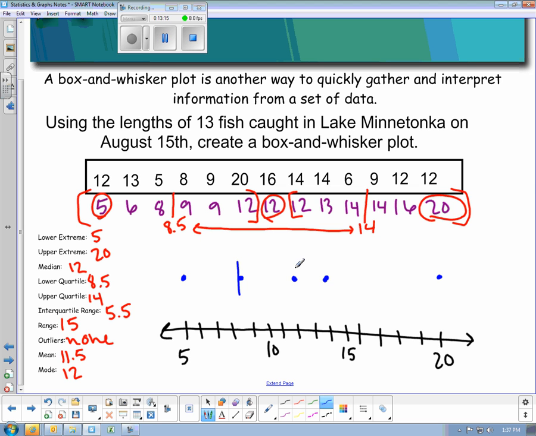The middle three points make the box, like that. And the outside points make the whiskers. So there's the box and there's the whiskers. All right, so there's our box and whisker plot.